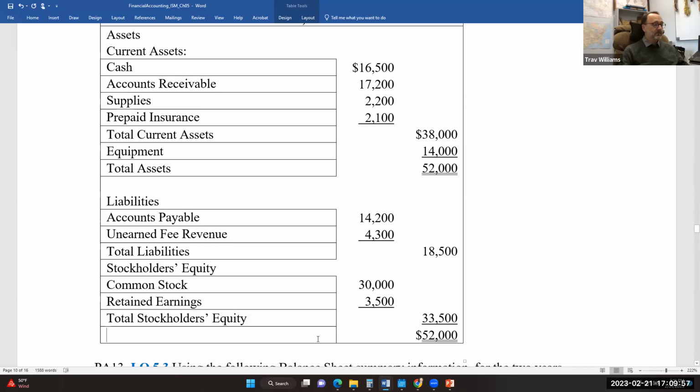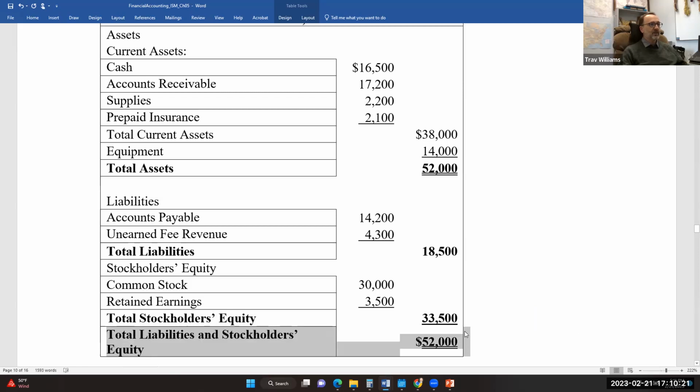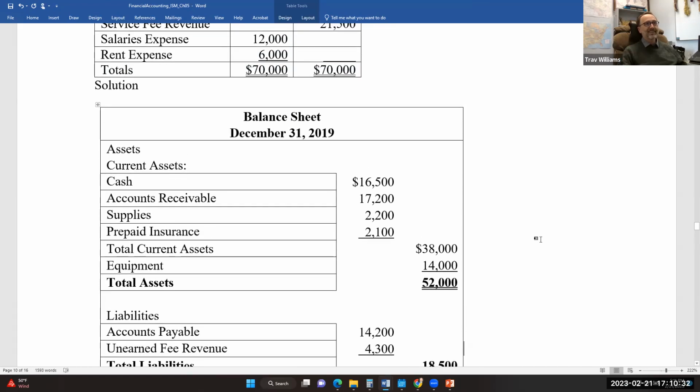So our final label down here is total liabilities and stockholders' equity. Okay, so we have total assets here. We have total liabilities, total stockholders' equity. Add those together, we get total liabilities plus stockholders' equity, which equals total assets. So that means we are in balance and we are done with the problem set, or at least for the lab. And it's only 511.